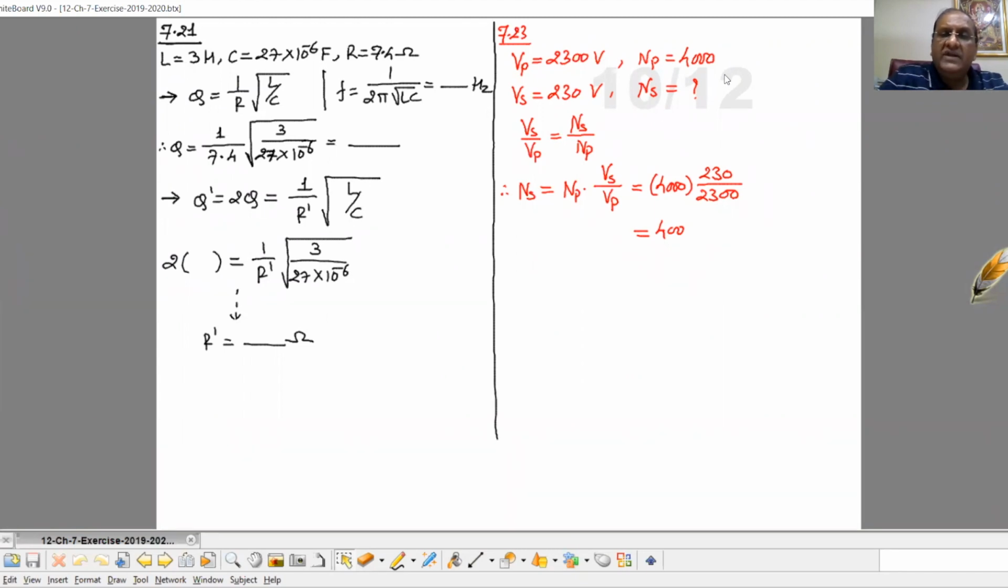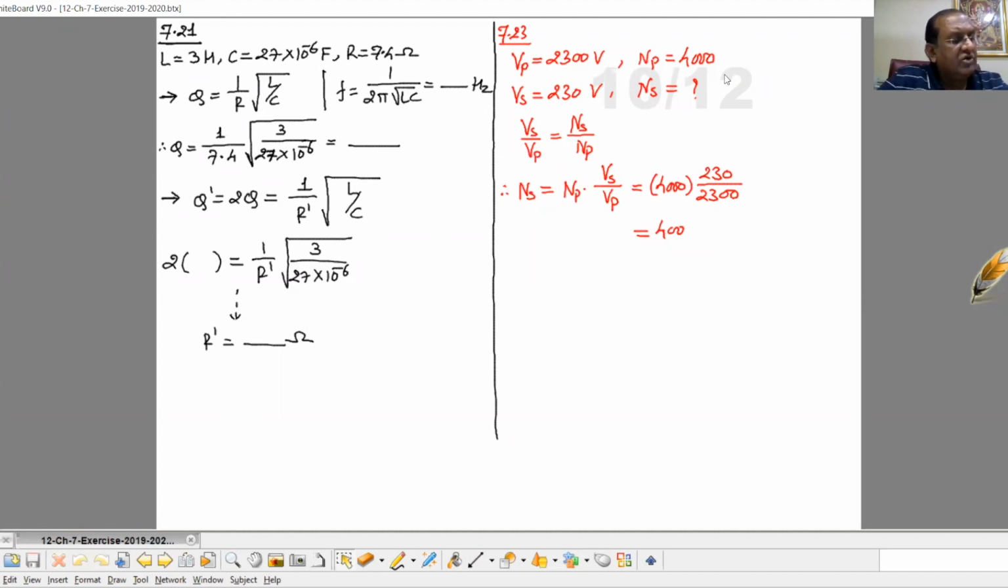Now, for inductor XL, that is 2 pi FL. And for very high frequency of AC, XL, that is large one. So inductive reactance is large one, means it offers large resistance to AC supply. So AC voltage drop will be across inductor.